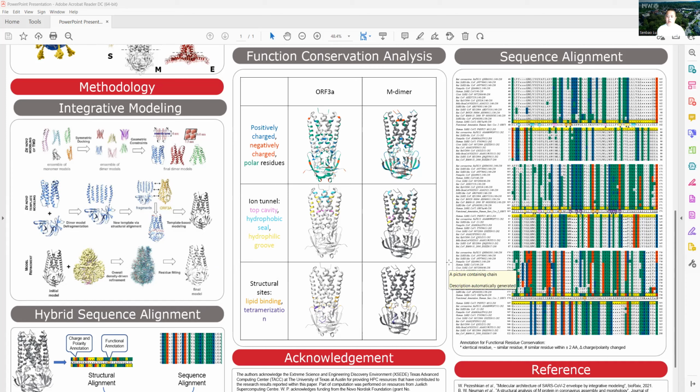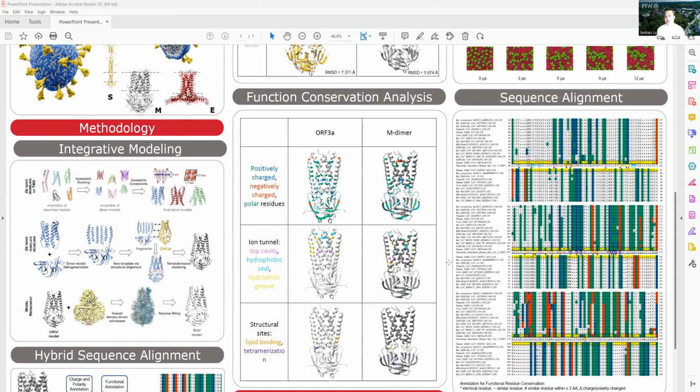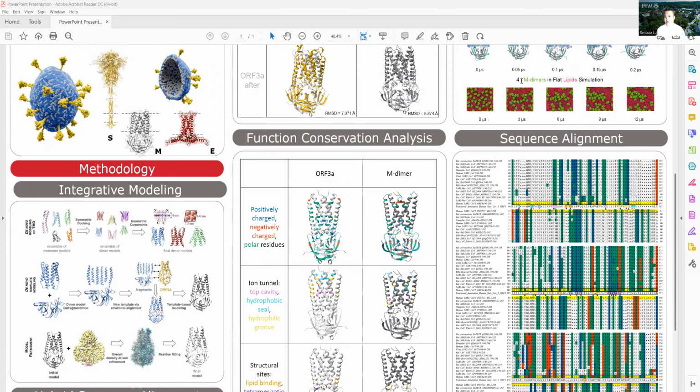So we are expected to see similar behavior as we observed in the 41 M-dimer all-atom simulation shown here.